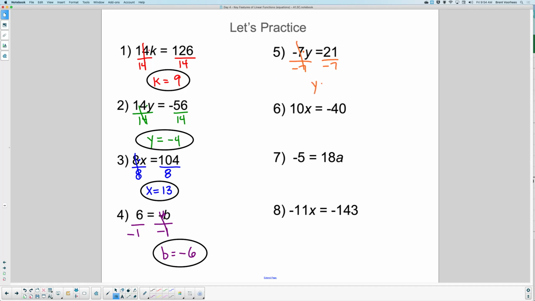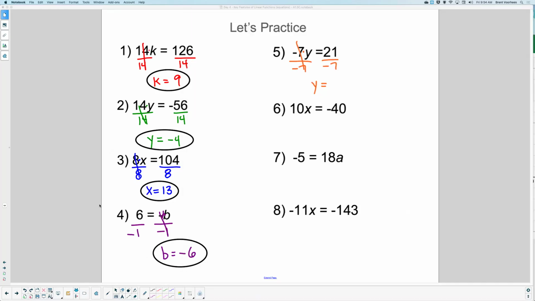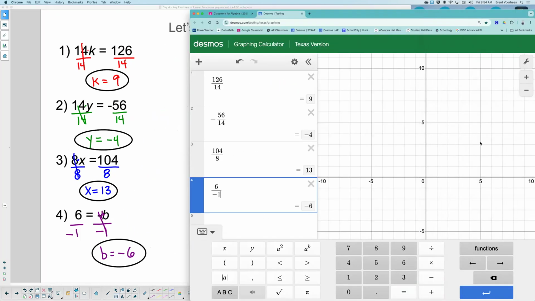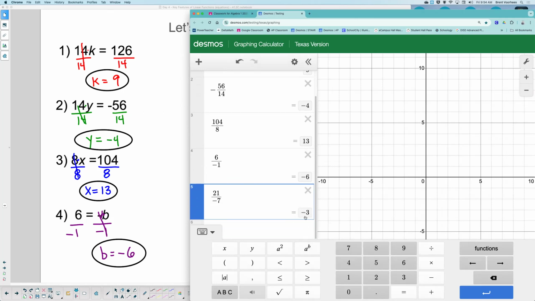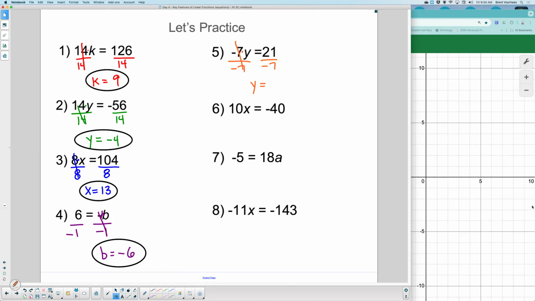And so y would equal 21 divided by -7. I'm going to do this so I can see both my calculator and that at the same time. 21 divided by -7. Are you getting -3 like me? Yes. So it'll be -3.